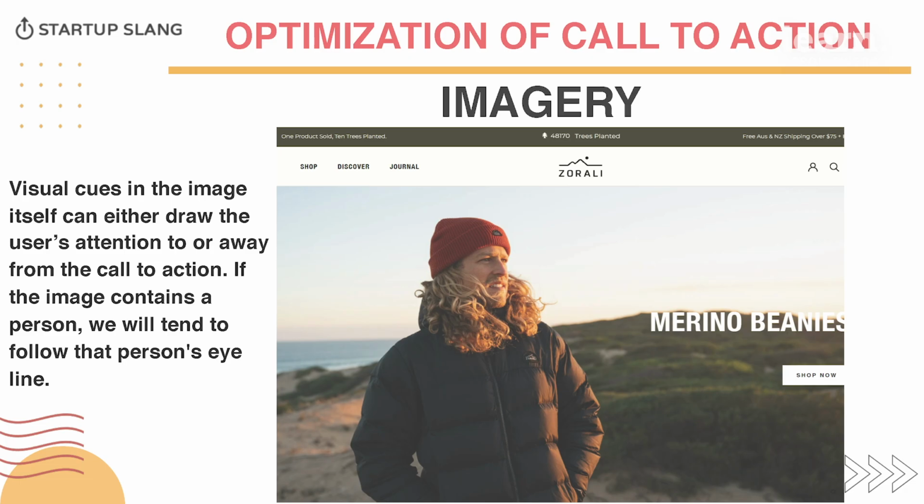Visual cues in the image itself can either draw the user's attention to or away from the call to action. If the image contains a person, we will tend to follow that person's eye line. If they're looking towards the call to action, that is where we will look as well. If they're looking away from the call to action, the chances increase that it will be missed entirely.